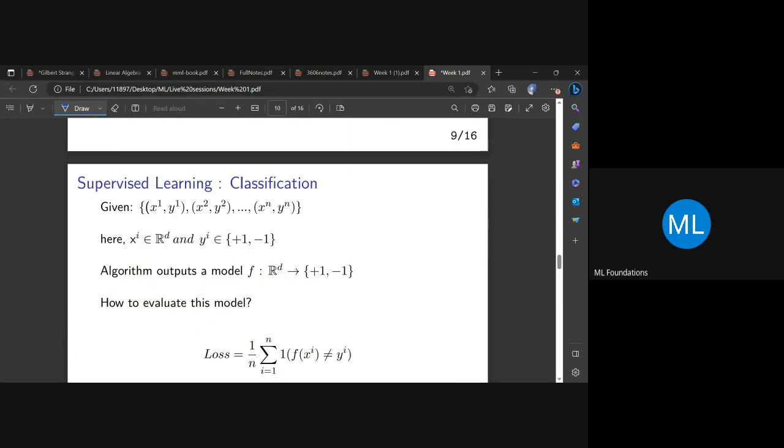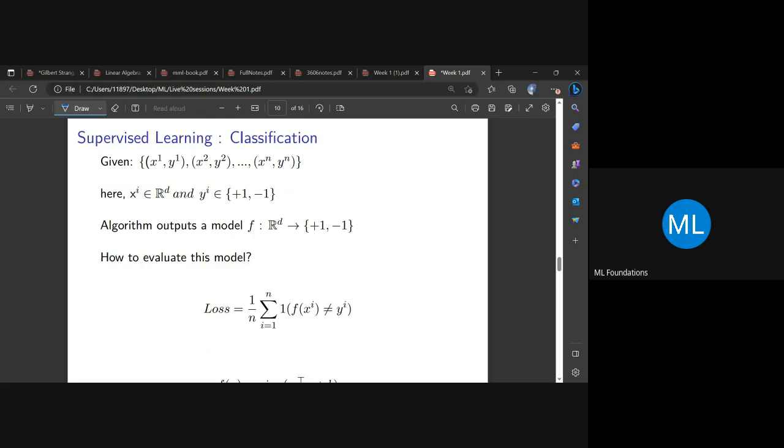All right. So next we'll go to the classification problem. In the case of a classification problem, the algorithm outputs a function where the input is again from R^D, and the output is either plus one or minus one.